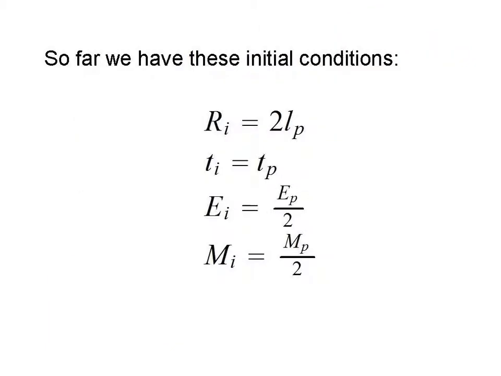So far, we've calculated these initial conditions. The initial radius was 2 Planck lengths. The initial time was the Planck time. The initial energy was the Planck energy divided by 2. And the initial mass was the Planck mass divided by 2.